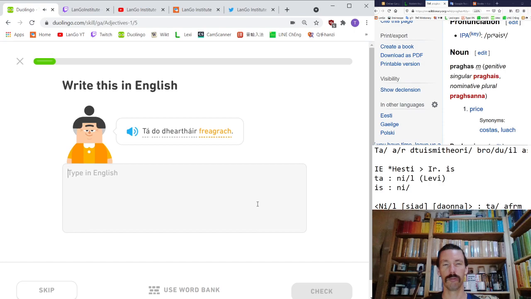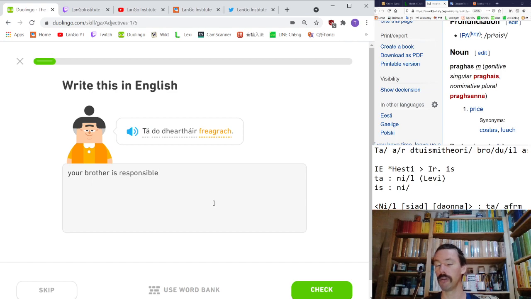Tá do ráthair freagrach. That's the other one. Freagrach. So listen to the R qualities at the beginning and in the middle there. Tá do ráthair freagrach. Freagrach. Your brother is responsible. Okay. Mutated, and we've got do, the possessive, with it. Your brother is responsible.